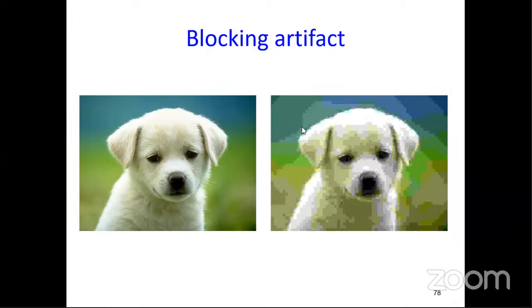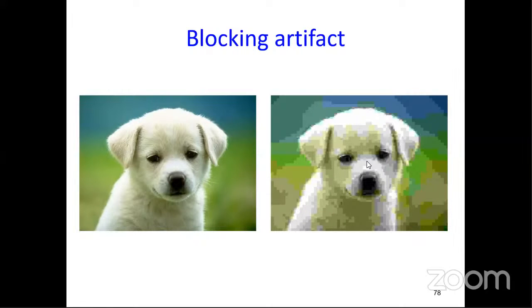The drawback with JPEG compression is like this. Can you see the difference between these two images? Here there is an artifact, which is called blocking artifact. This is the fundamental drawback of using DCT. If you use wavelet transform instead, then this kind of problem will be avoided.